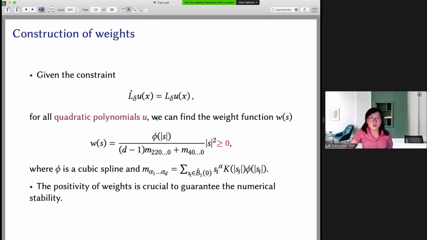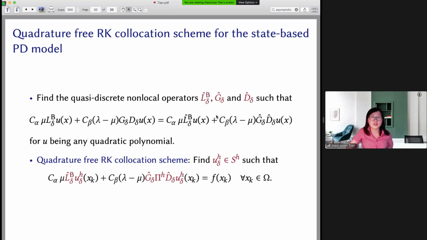Actually, we say that if you have a constraint that the approximation L delta hat is exact for quadratic polynomials u, then we can actually write down the weight function exactly analytically, and we say that it's positive. And the positivity is also important to guarantee numerical stability, and everything is good for this. And in the end, you can also do that for the state-based model just by finding the approximate operators, where those are expressed by summations.